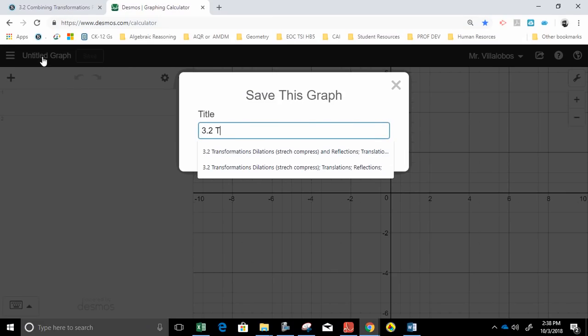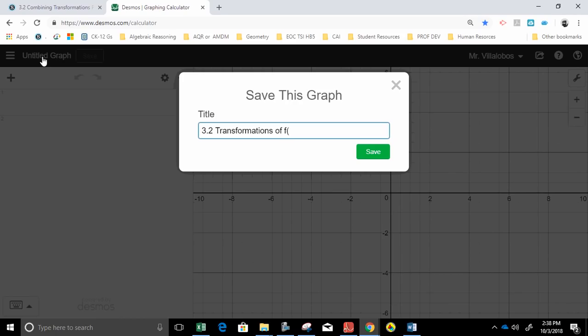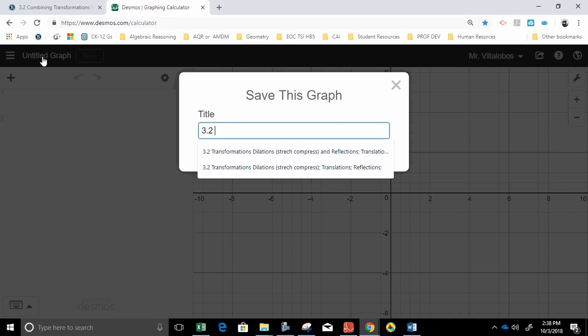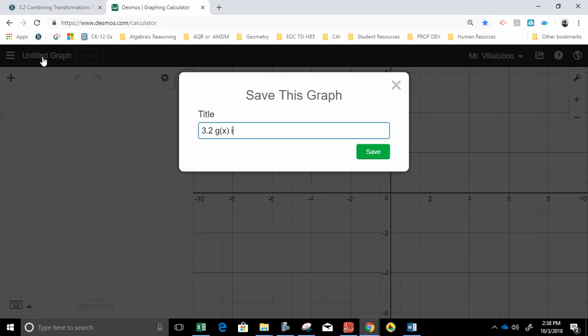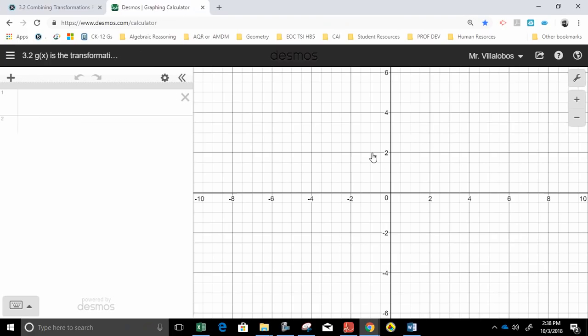3.2 Transformations of f of x. Or how should I label it? G of x is the transformation of f of x. Okay, so 3.2, g of x is the transformation of f of x. Saving. Okay, so first, I have to start with a g of x.